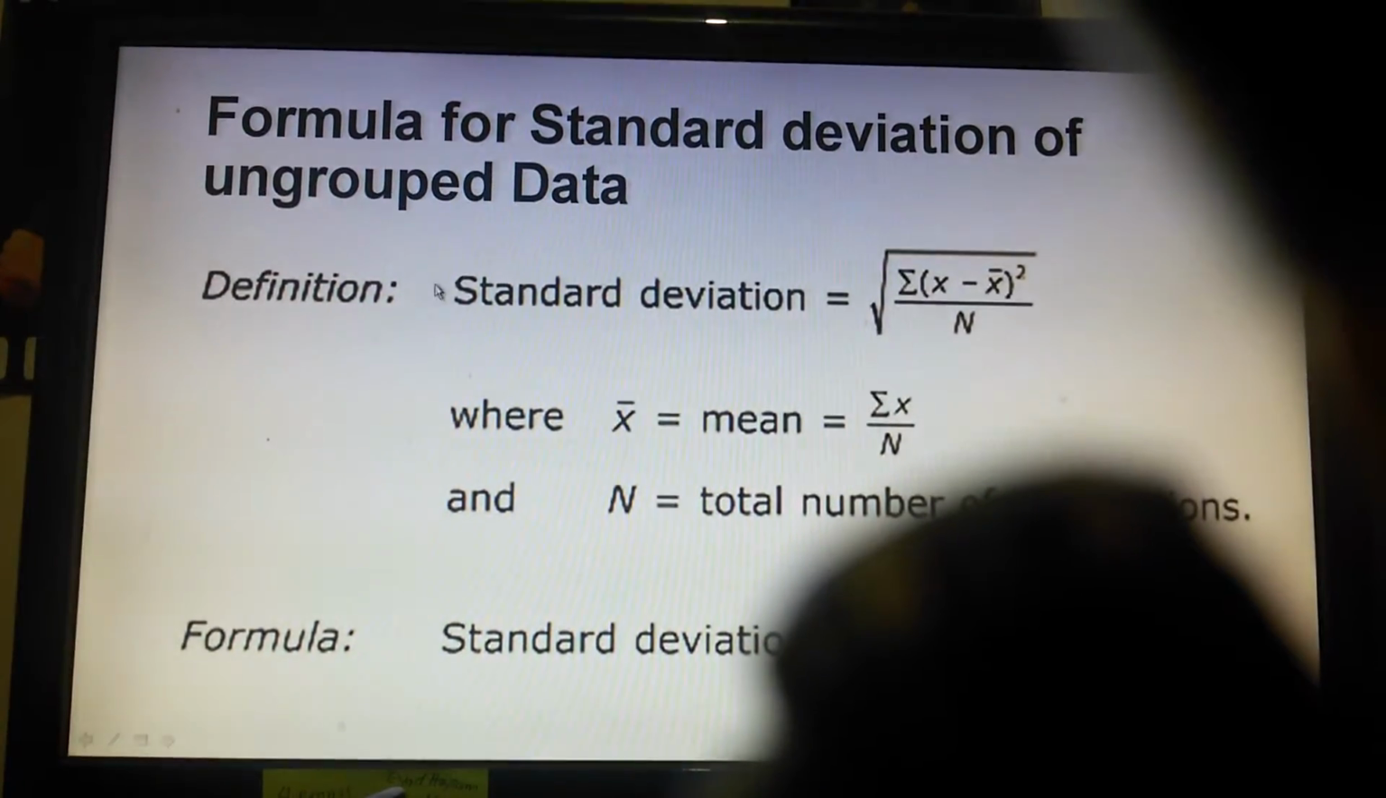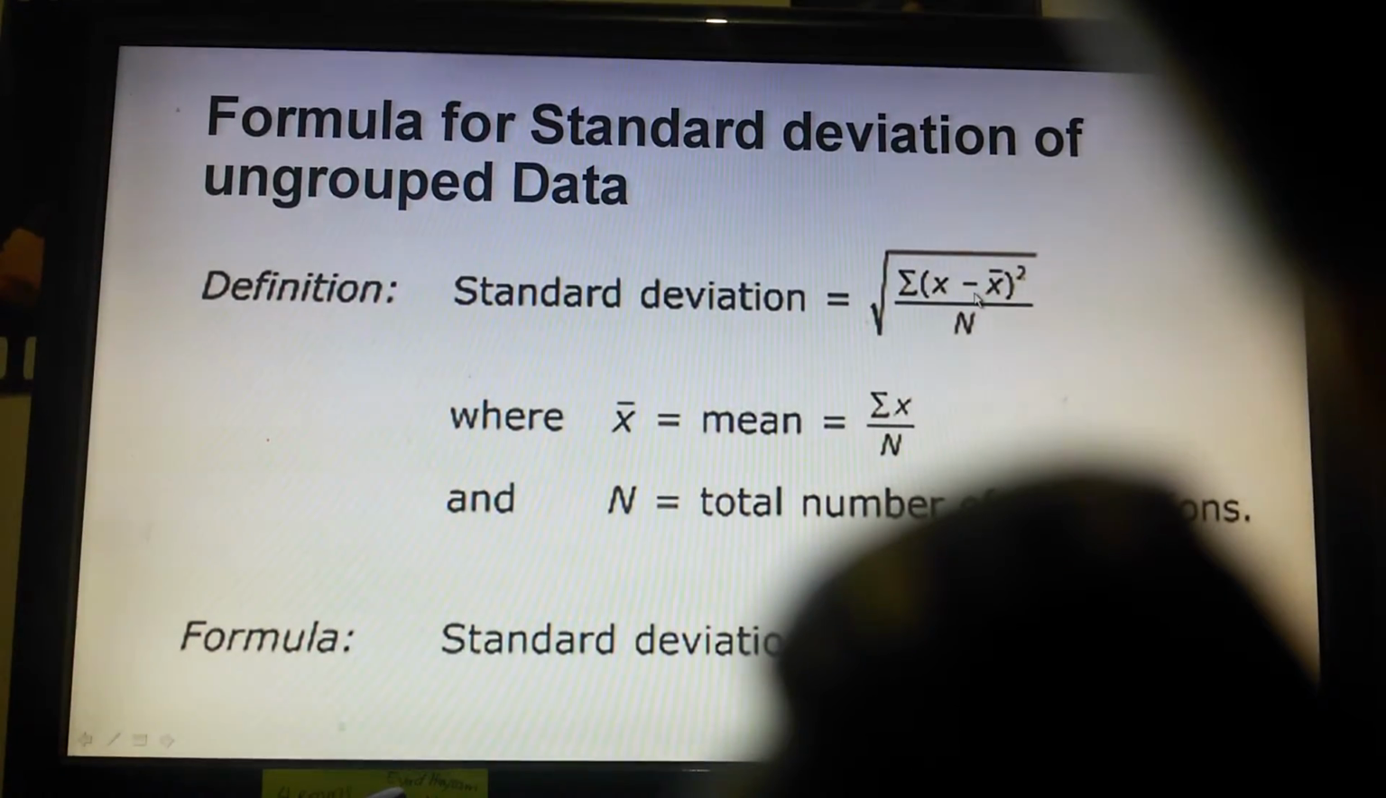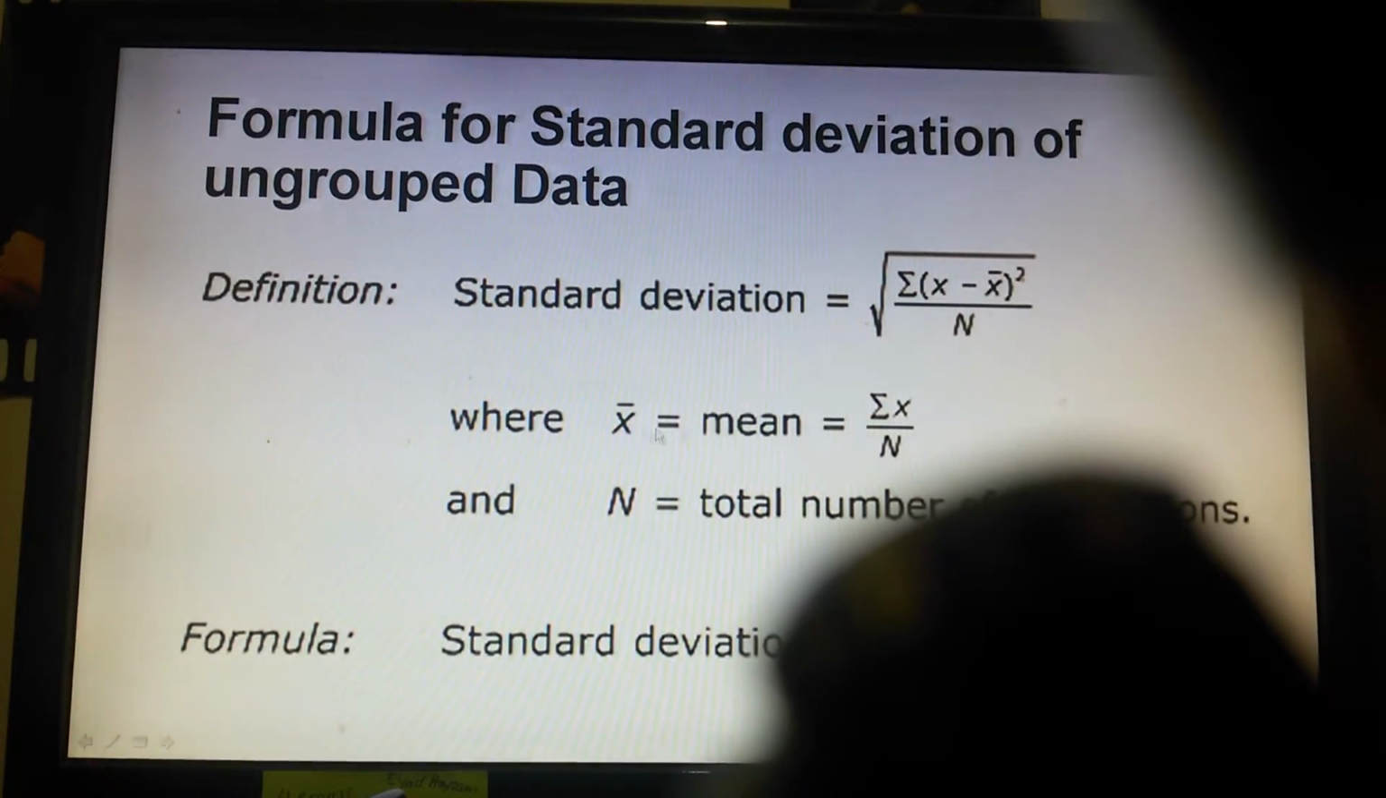And also we have the formula for standard deviation of ungrouped data. This one is correct, I'm sure of it. It's the same as our book. It's the same. And where x is the mean, and summation of x minus mean squared over n, or total frequency, or summation of f.